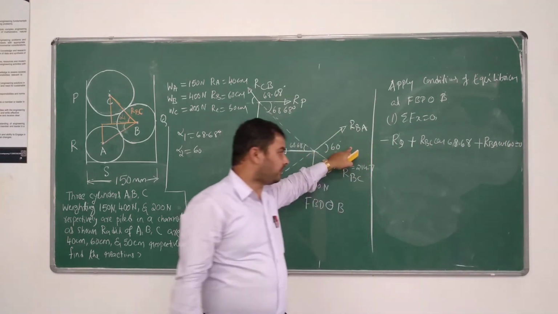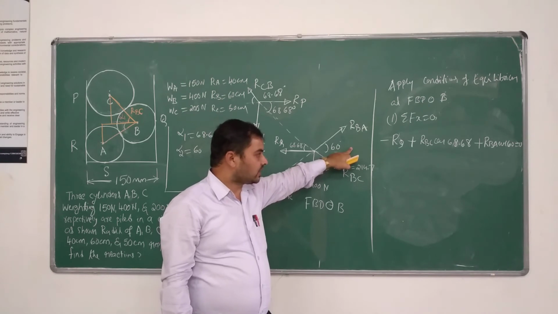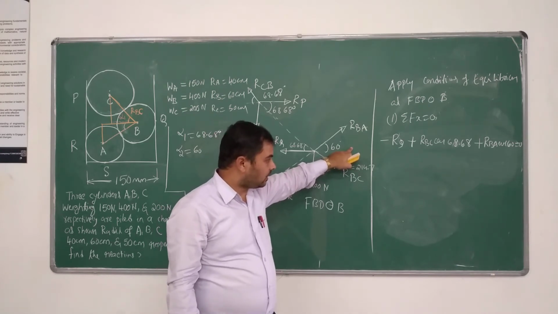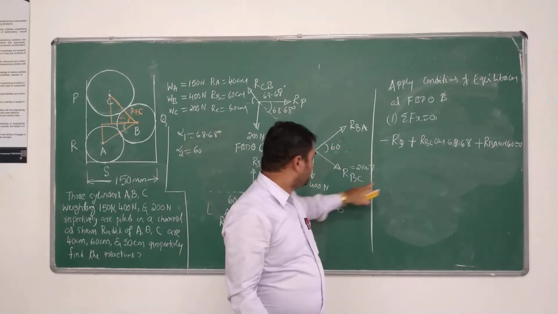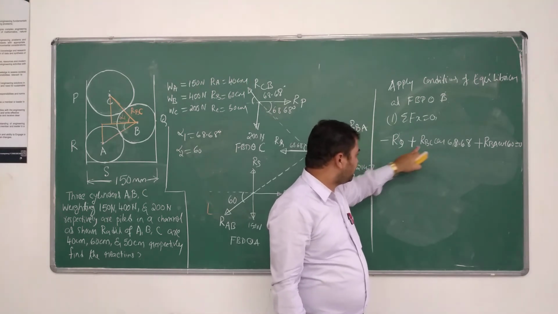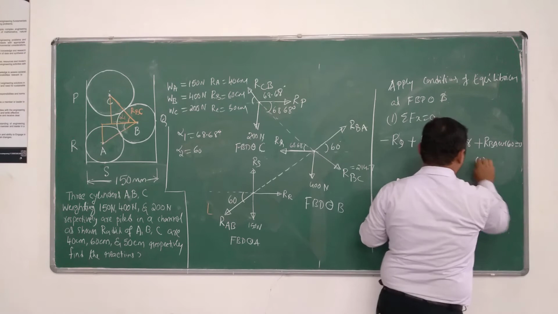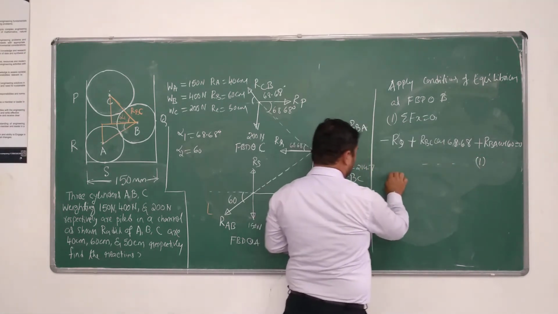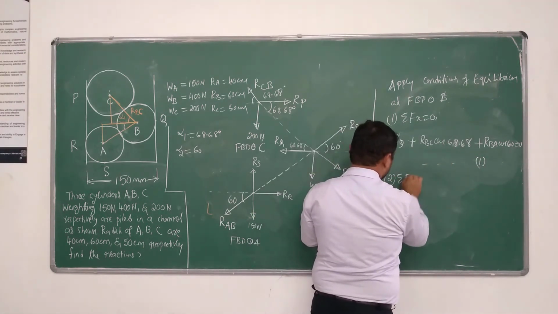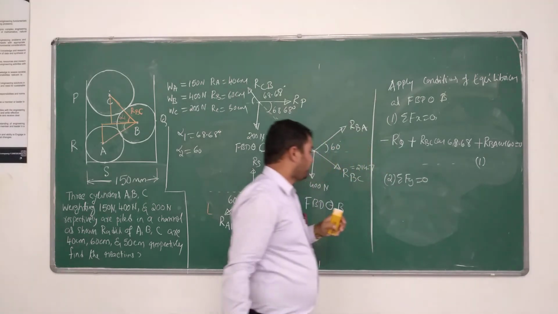So we have equated all the horizontal forces to 0. We know the value of RBC, but we don't know RQ and RBA. Therefore, call this equation number 1. Now use the second condition of equilibrium, that is sigma Fy equal to 0.